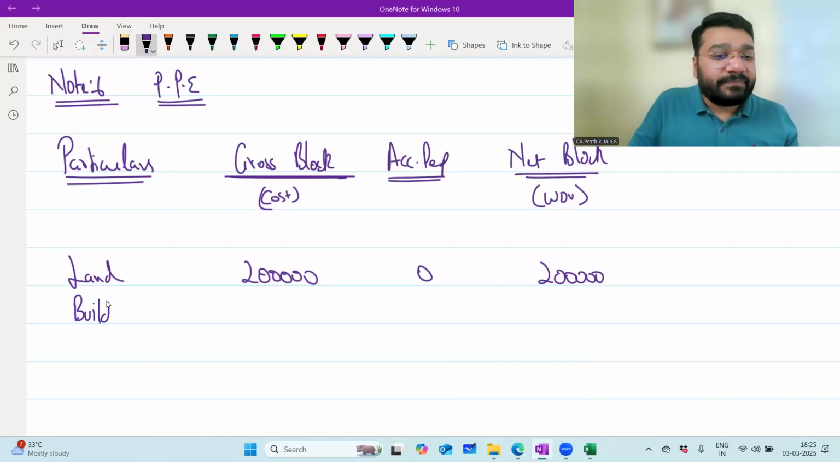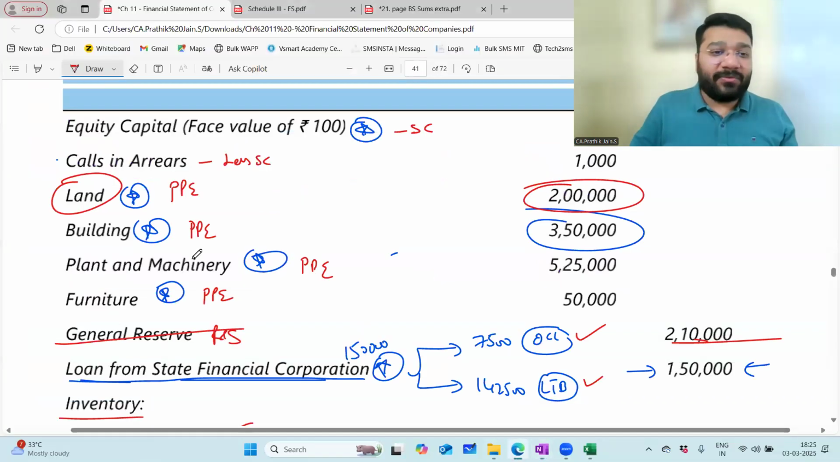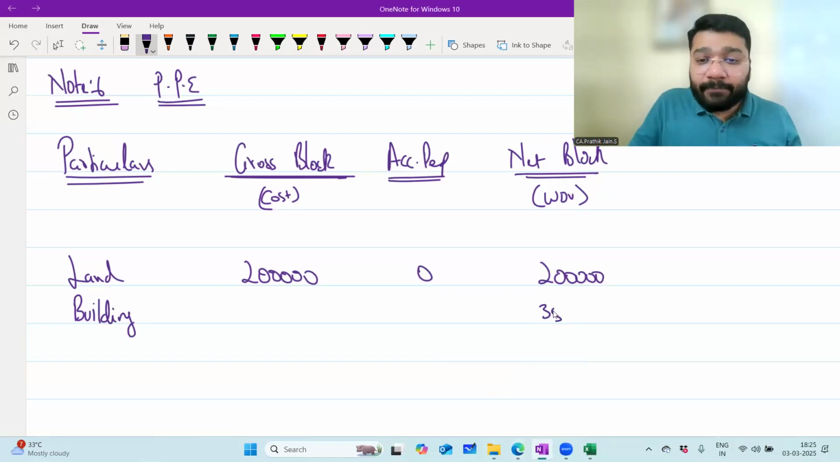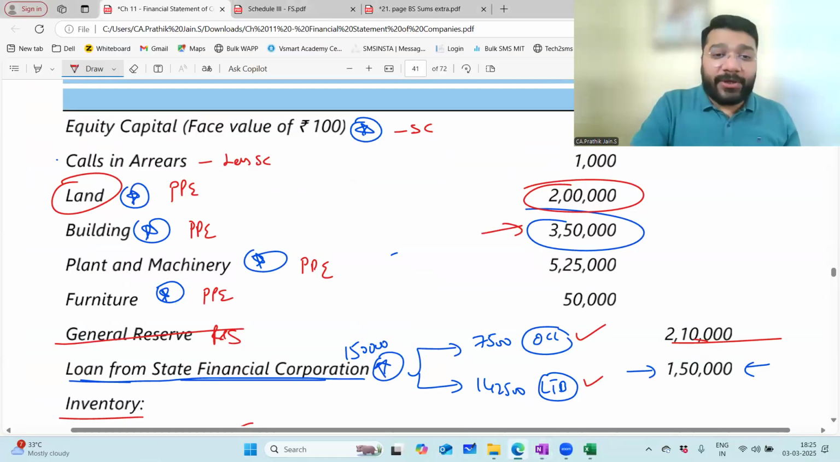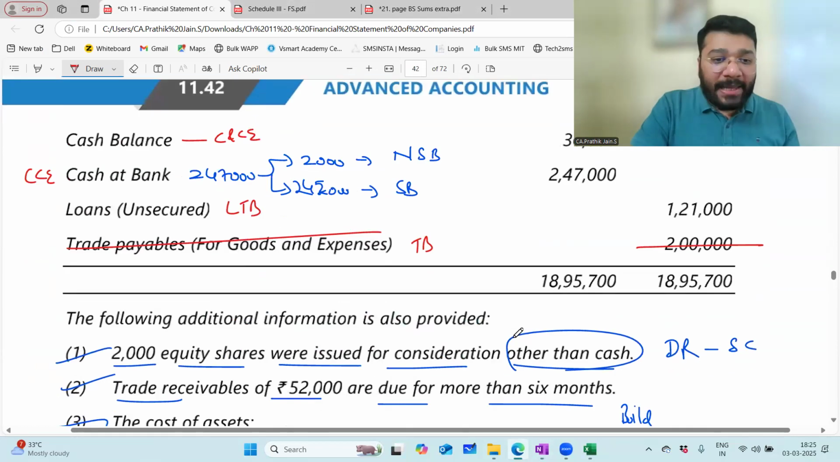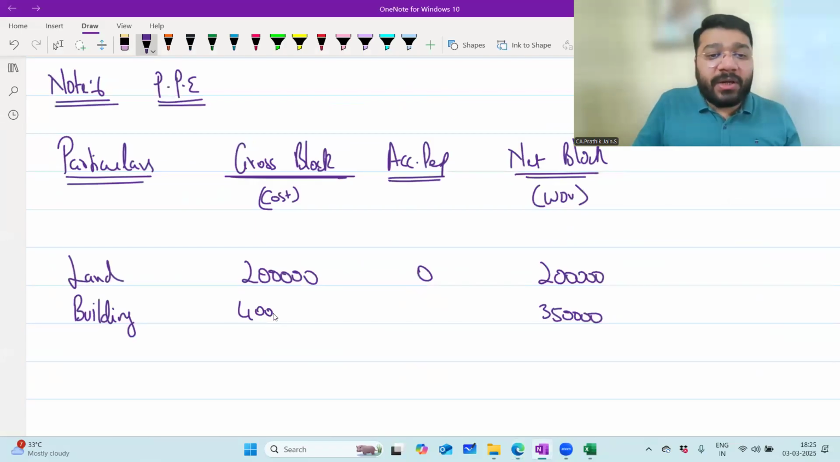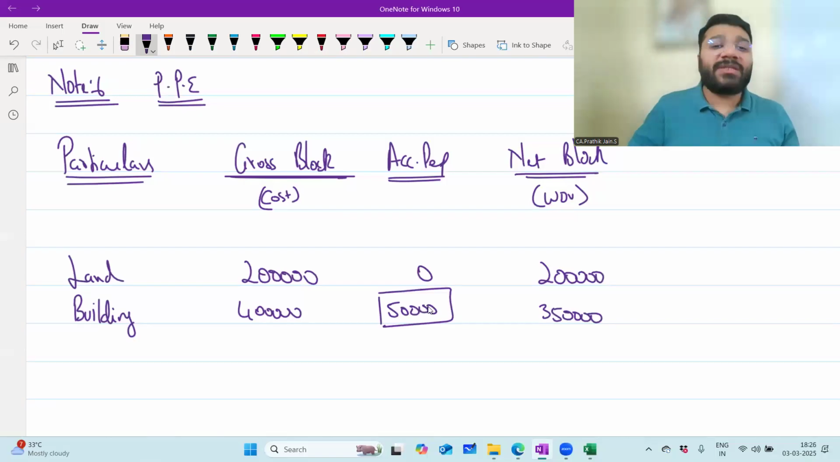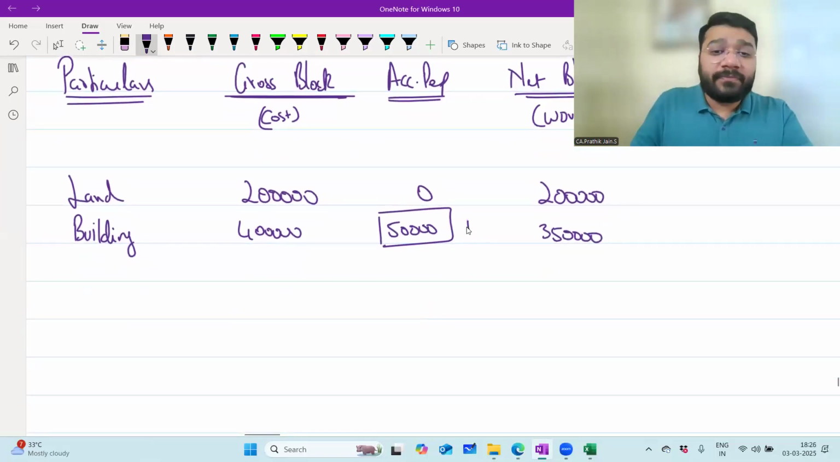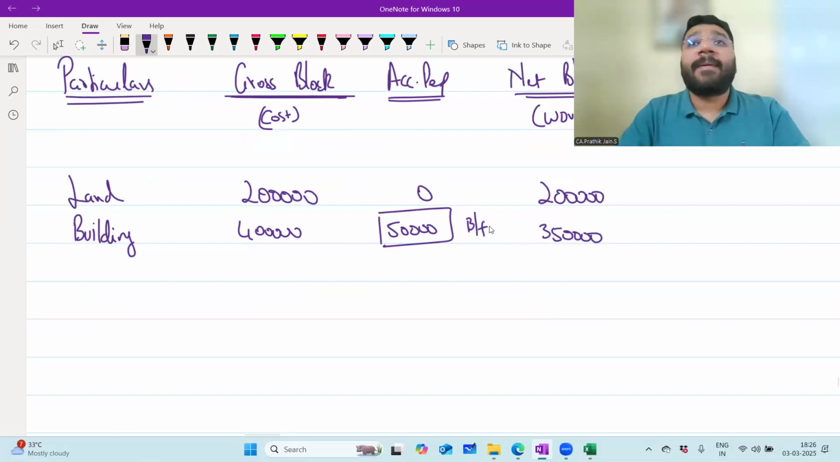Building. Now, building 350. My question goes to all of you: will you put this in gross block or net block? Net block, yes, 350. What is the gross block? Given in the question, the adjustment is 4 lakh rupees. Building 4 lakh rupees. Now, what is your accumulated depreciation? 50,000 rupees is your accumulated depreciation. This is your balancing figure. BF stands for balancing figure.